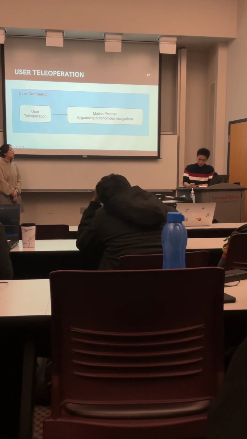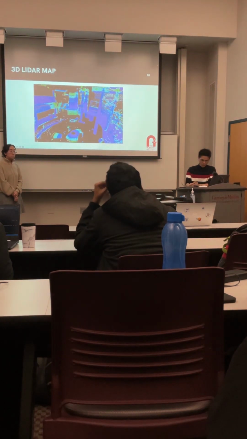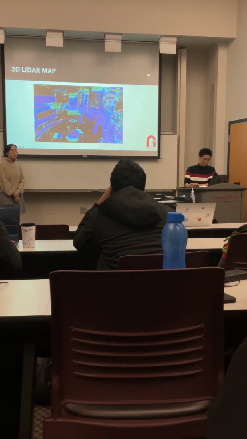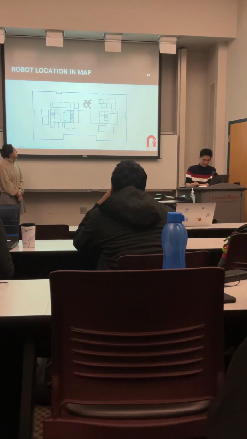The robot accepts user instructions and passes them to the teleoperation node. It bypasses the autonomous planning and then navigates based on user intention. And finally, the user receives a 3D LiDAR map and a labeled human video stream to confirm whether the detection is correct or not. And the user also knows where the robot is in the map.